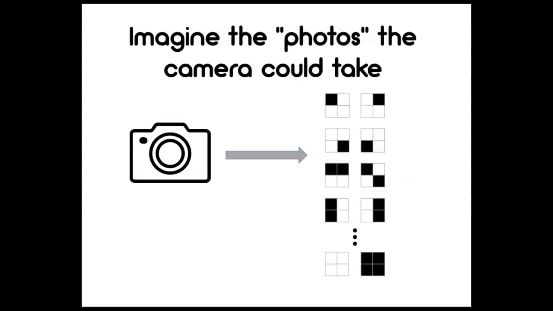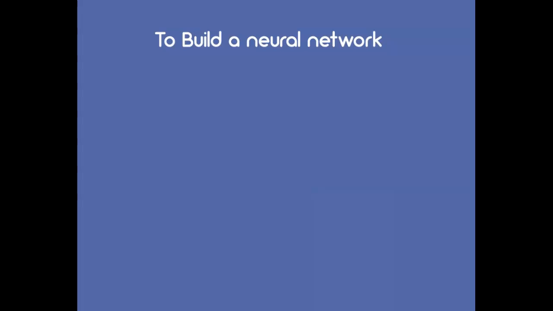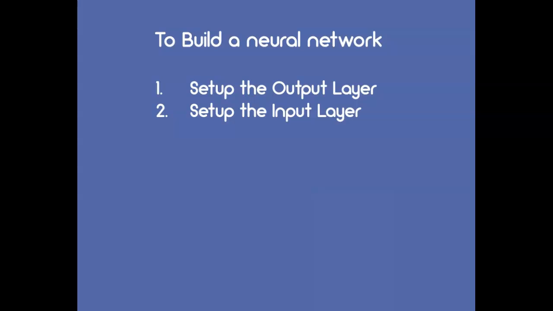Now, let's try to build a neural network that can recognize photos from this very special camera. In order to build our neural network, let's follow a simple, high-level, 3-step process. First, build the output layer, then the input layer, and finally the hidden layers in between.